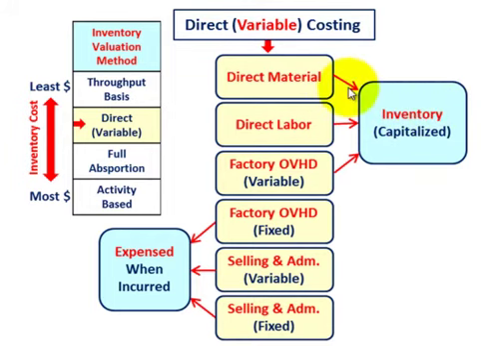So for inventory under direct or variable costing, direct materials, direct labor, and factory overhead, the variable portion, get included and costed in your inventory. All the other amounts get expensed when they're incurred.